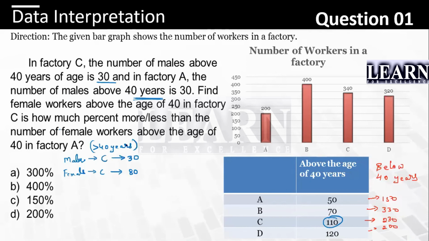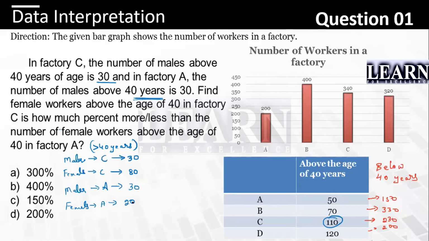Now the number of males in factory A, that too above 40 years. Males in factory A is 30. Similarly, what about females above 40 years in factory A? If this is 30, the total above 40 years is 50, so it will be 20 here. Done. We're done with this.